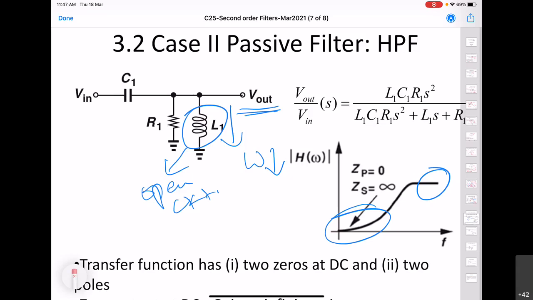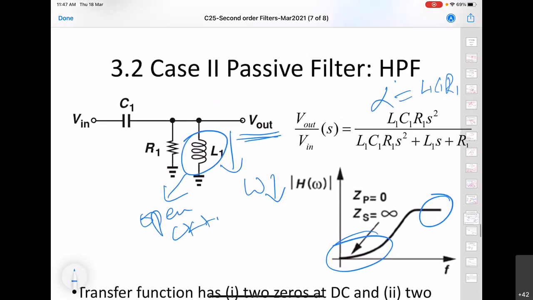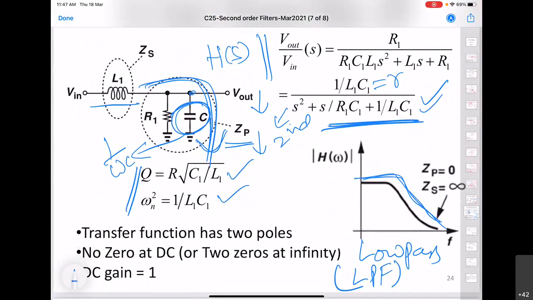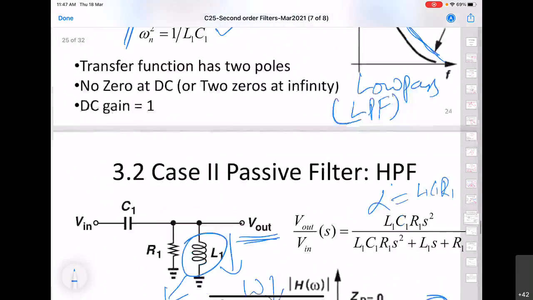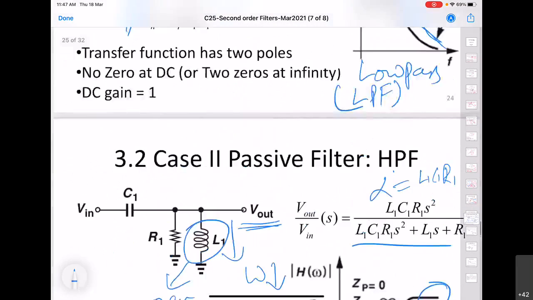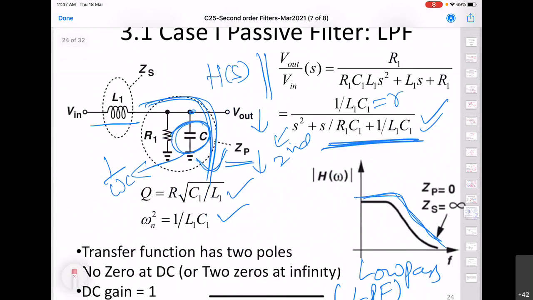and the transfer function here you can see is given by this expression where alpha is given by L1 C1 R1. And denominator, you can see that it is same as the previous case. So in this case also omega n will be 1 by square root of L1 C1, and Q will be given by R into square root of C1 by L1, the expression that we got for the previous case here.